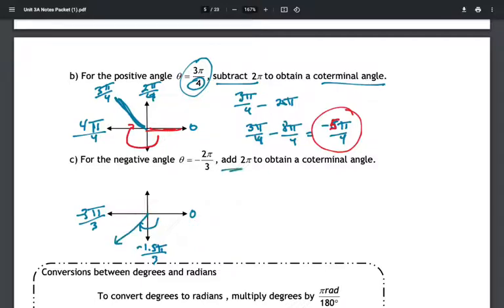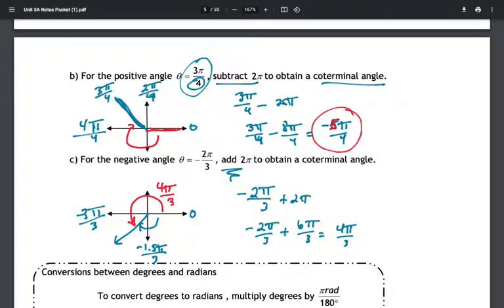So they want us to add 2 pi to negative 2 pi over 3 to get the coterminal angle. So negative 2 pi over 3 plus 2 pi, that'll be negative 2 pi over 3 plus 6 pi over 3, which is 4 pi over 3. So a positive coterminal angle with negative 2 pi over 3 would be 4 pi over 3. So 4 pi over 3 and negative 2 pi over 3, those are coterminal angles.